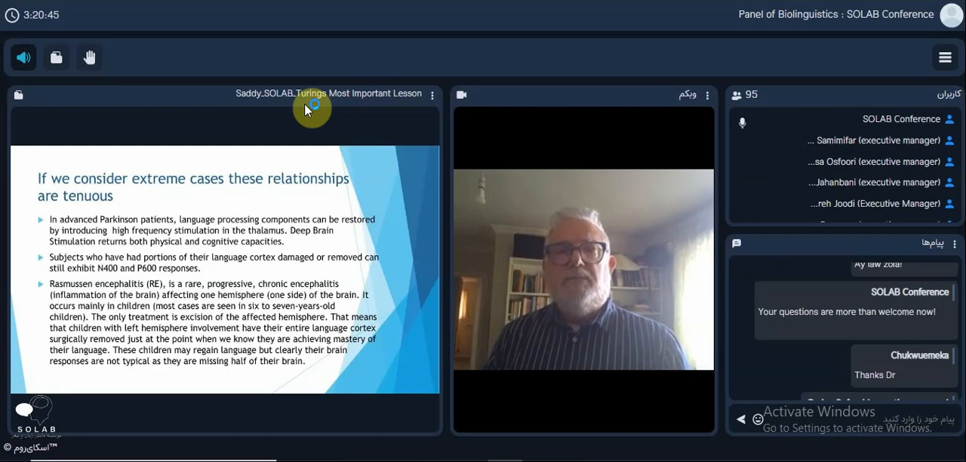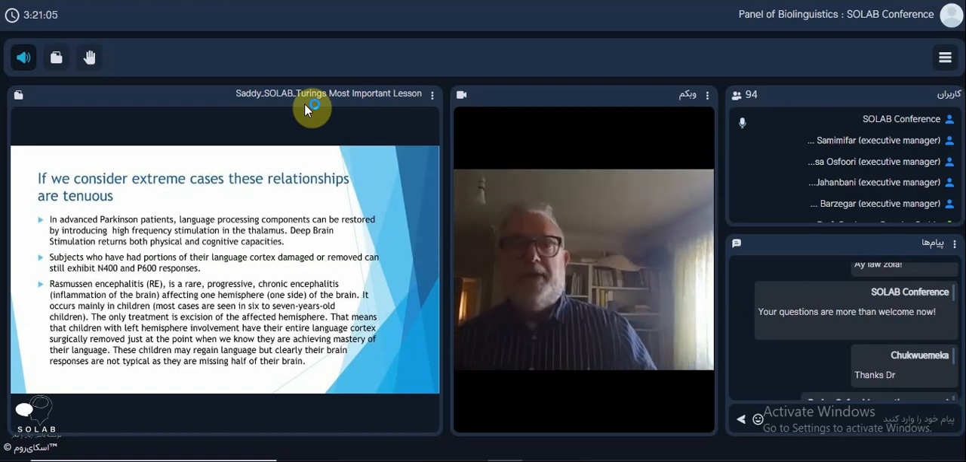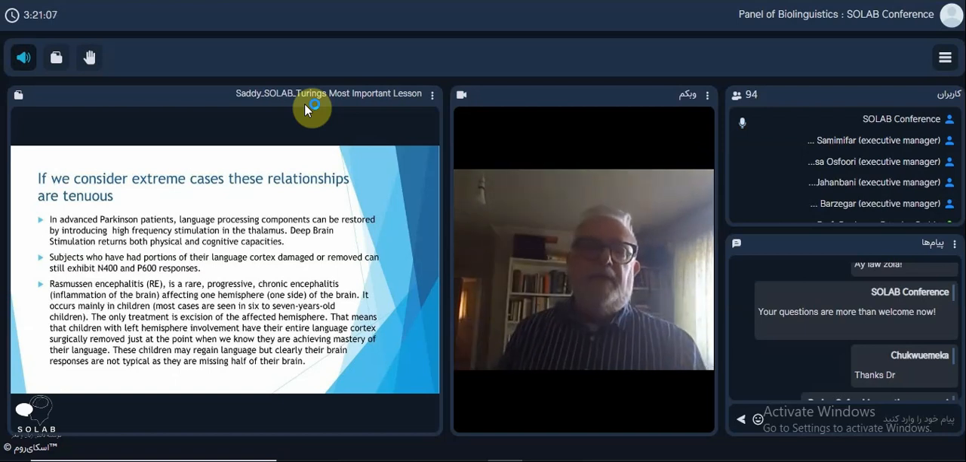The language areas of the brain, or areas that become active in the brain when we're processing and using language, are quite distributed, much more broadly than typically described. And then the most extreme case I know about is something called Rasmussen's encephalitis. It's a fortunately rare progressive chronic encephalitis, so a kind of inflammation of the brain. It only affects one hemisphere of the brain, and it occurs almost exclusively in children between the ages of 6 to 8. And the only treatment is the surgical removal of the affected hemisphere.